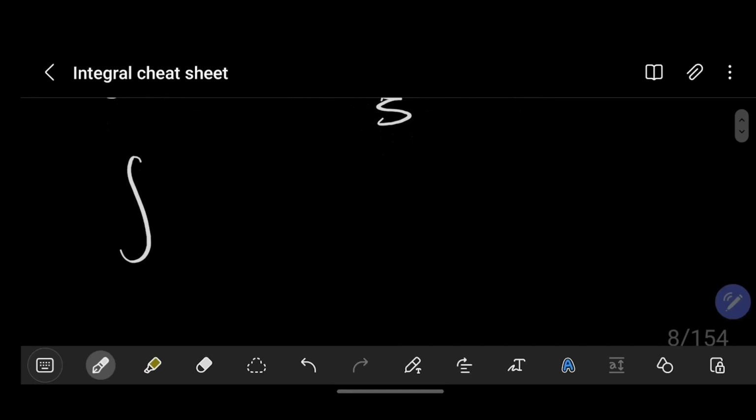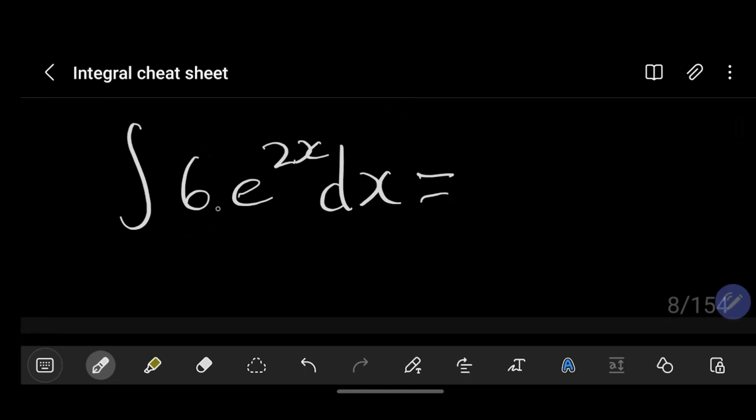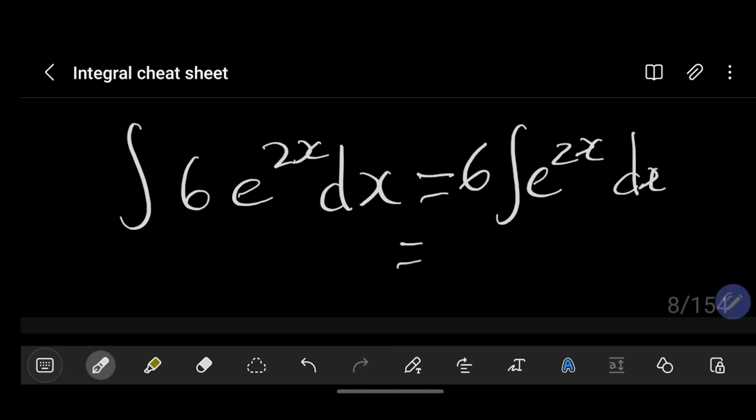So if we have the integral of 6, which is a constant, e to the 2x, where 2 is another constant, dx. Now, how can we solve this? We see that we have 6 multiplied by e to the 2x, meaning we can first use the multiplication rule. That means we can take out the 6, and we then find the integral of e to the 2x dx. And now we can use the exponential rule to solve for this. So we have 6 e to the 2x over 2 plus c.